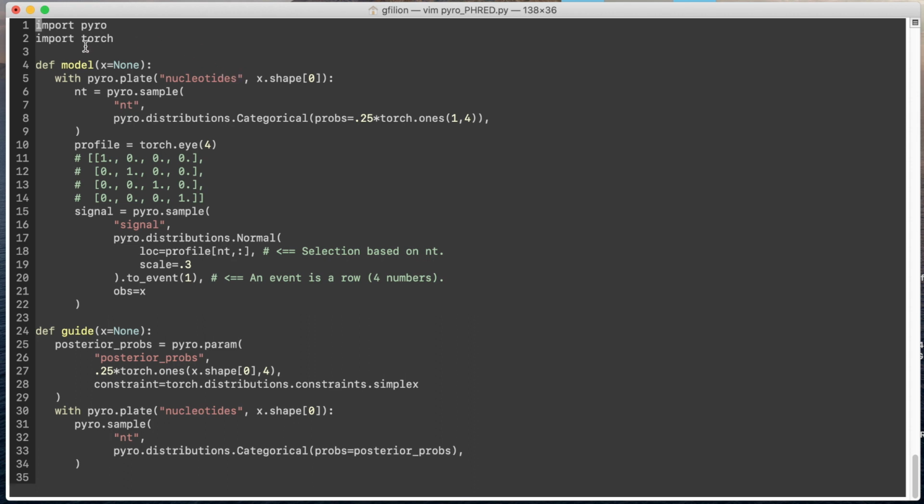So here's the typical structure of a Pyro program with a model and a guide, and we're going to describe the different elements of the model and the guide and explain what is the main difference with continuous inference. As usual, we start with import pyro and import torch, and then we describe the model.